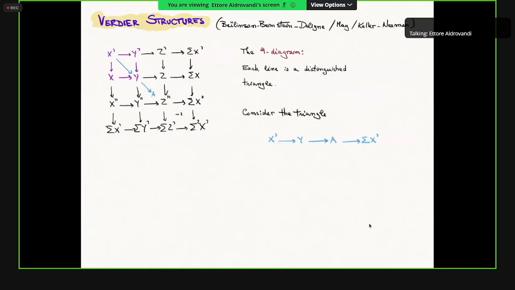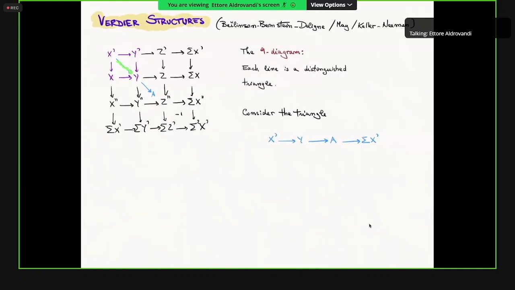There is some diagram that's called the 9 diagram, according to Beilinson, Bernstein, and Deligne. So you can form diagrams which are grids of distinguished triangles. All of them are distinguished triangles. It commutes, and the condition is that, as before, you have to have a non-anti-commute in this corner.